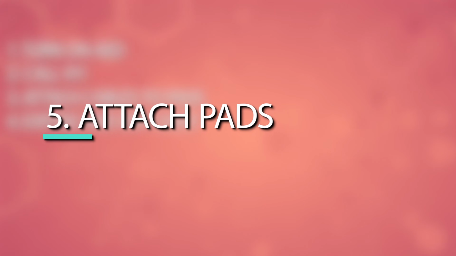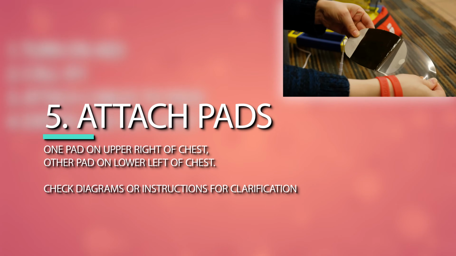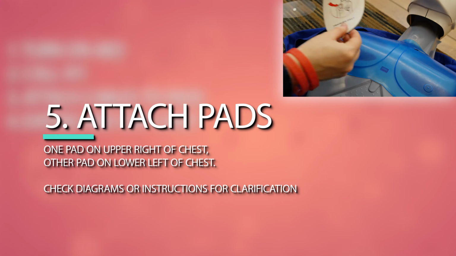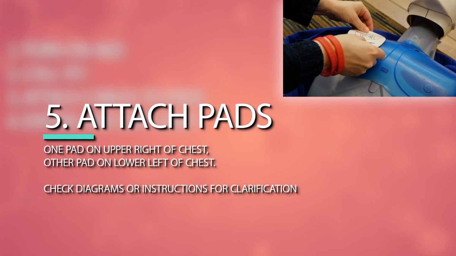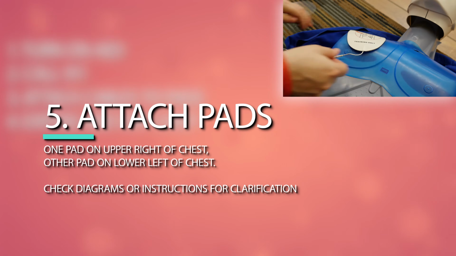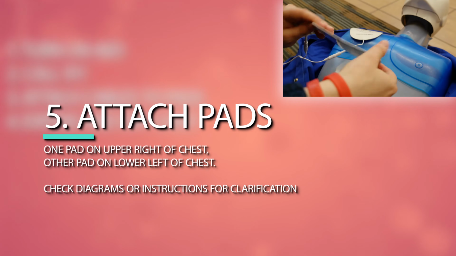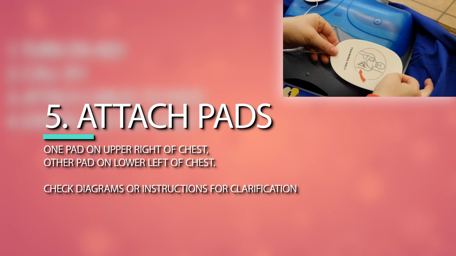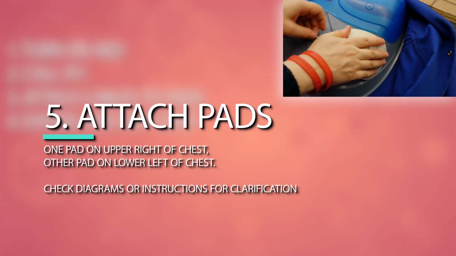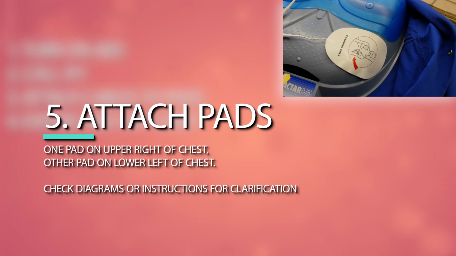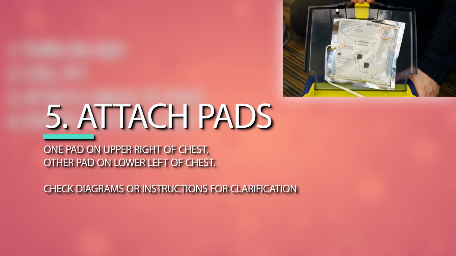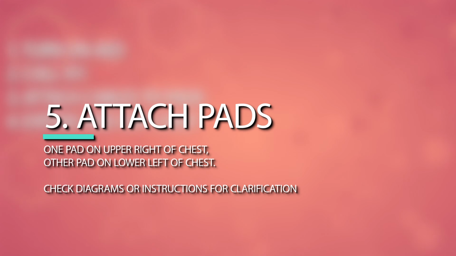Step number 5. Peel away the protective plastic from the pads and attach them. One pad goes on the upper right side of the chest, just below the collarbone. The other goes on the left side of the chest, just below the armpit. Most AED devices, or electrode pads, have handy diagrams to help you figure out the proper placement.